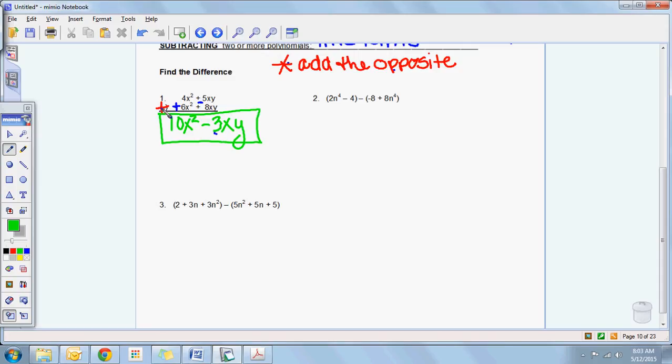So it's basically just an addition problem because I changed it, so I didn't have to worry about having two negatives. See, like over here, I don't know what that wants me to do. So that's why it's really important to add the opposite. So let's look at the second problem here.